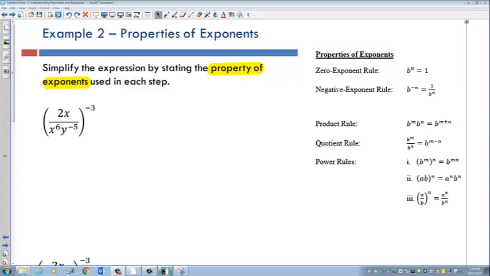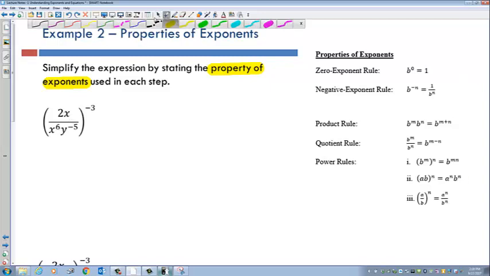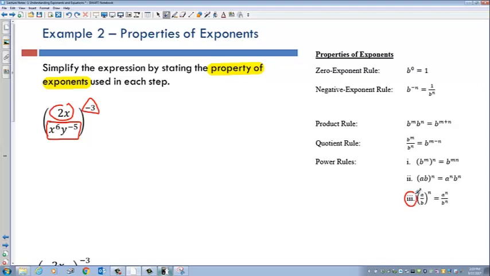So using my intuition, using the rules first over here, what can I do? You look at this thing and you try to find a rule that best matches it. What you have is something on top and something on the bottom, and it's all being raised to a power. So you come over here and you look for something like that, and I think this rule right here, the power rule part 3, looks most like that one.